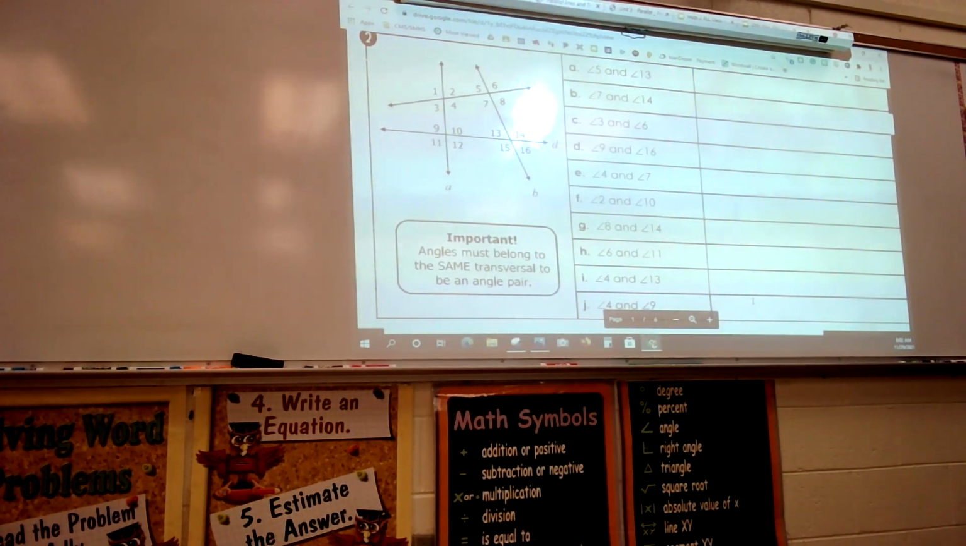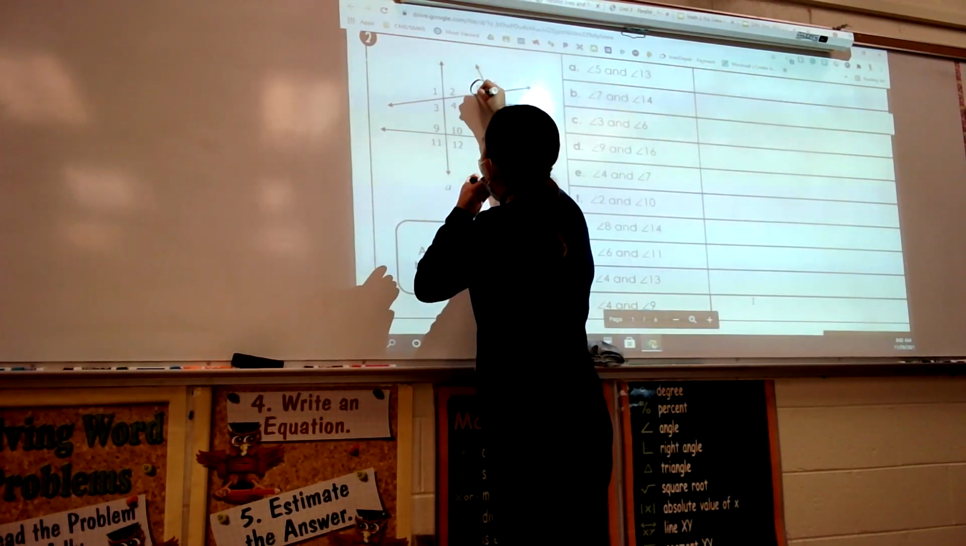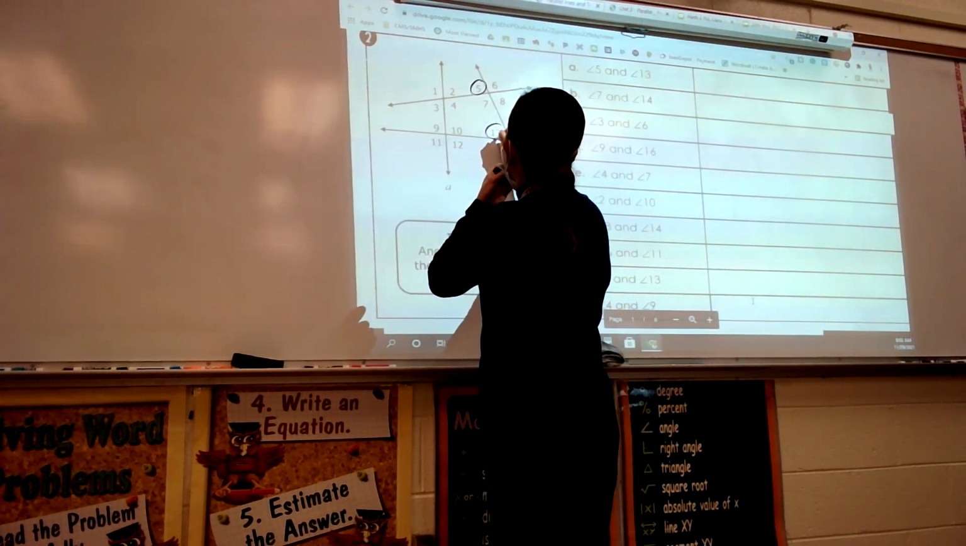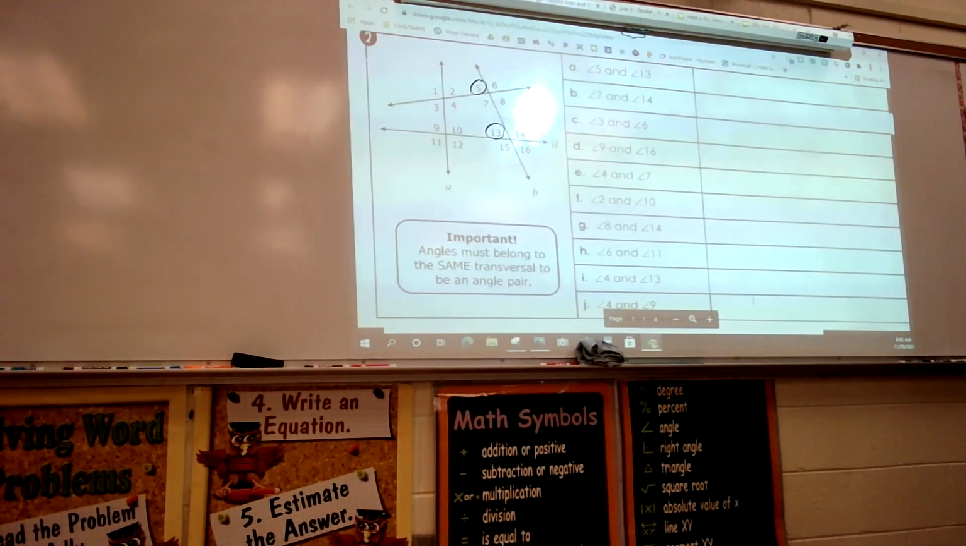Okay. Angle 5 and angle 13. Look at this. 5 and 13. Will you tell me what type of angle relation are they? Carter? 5 and 13. I have to check back, sorry. That's okay. Marlon? Corresponding. Very good.